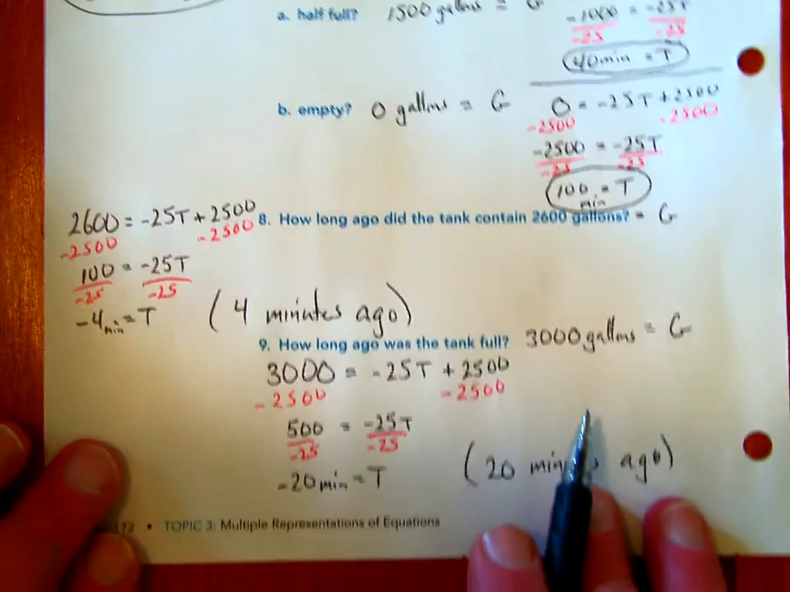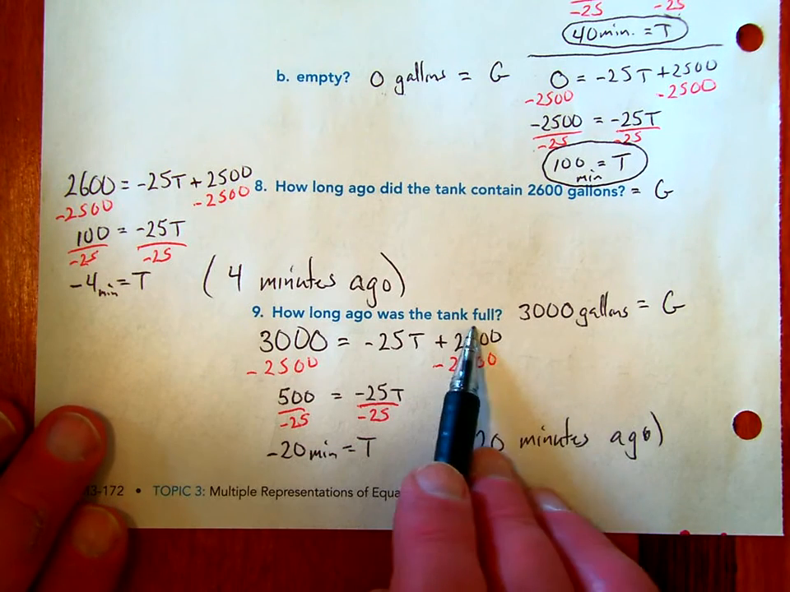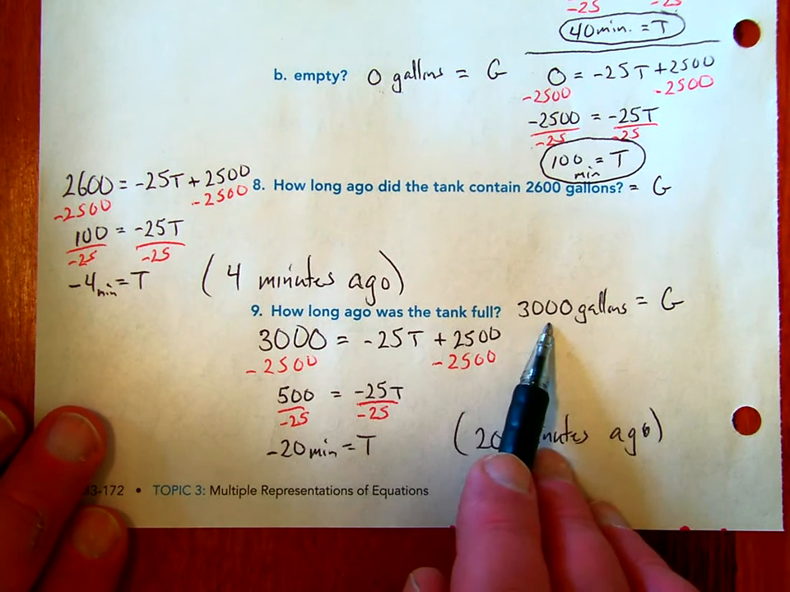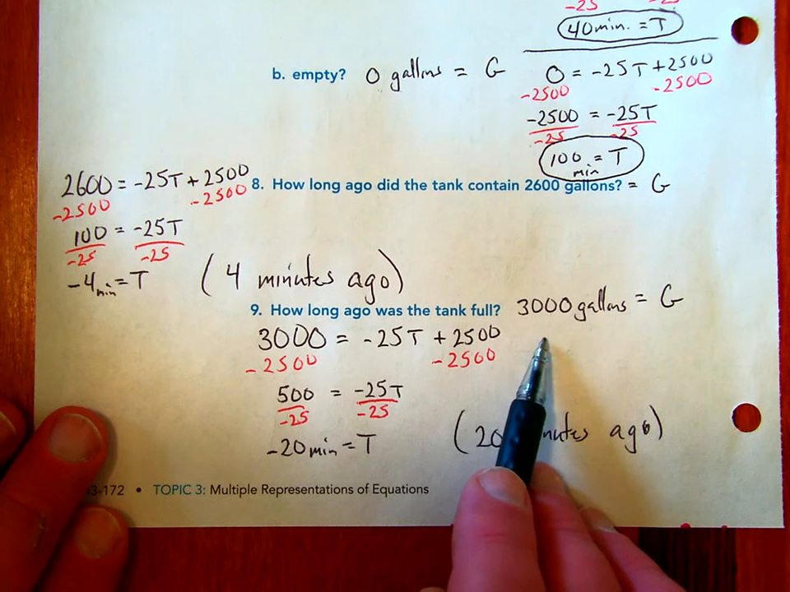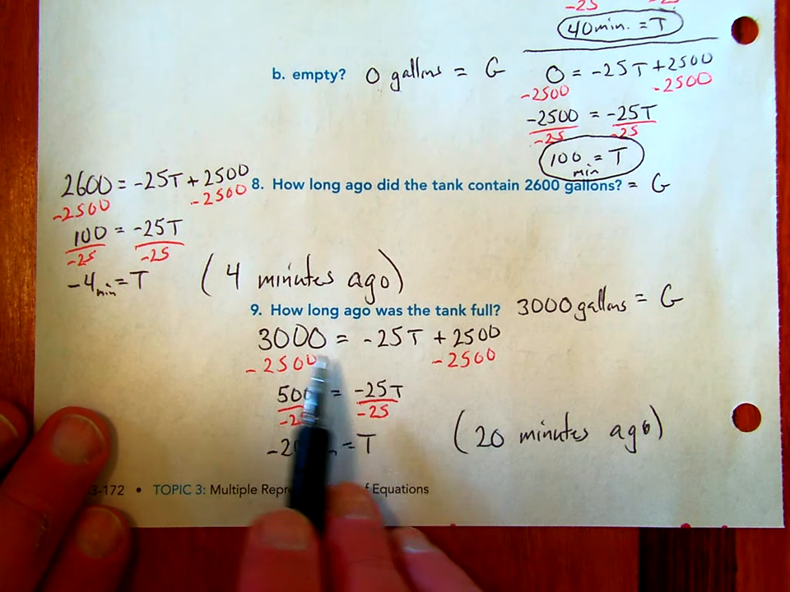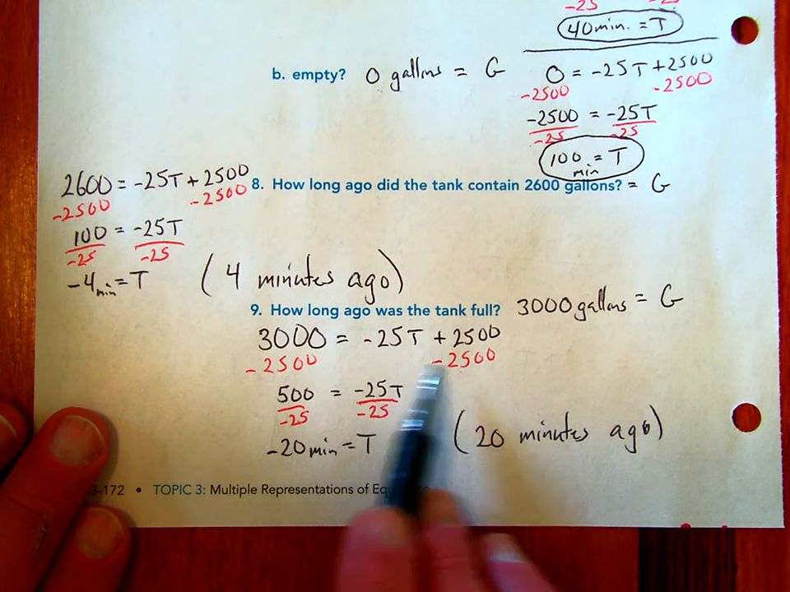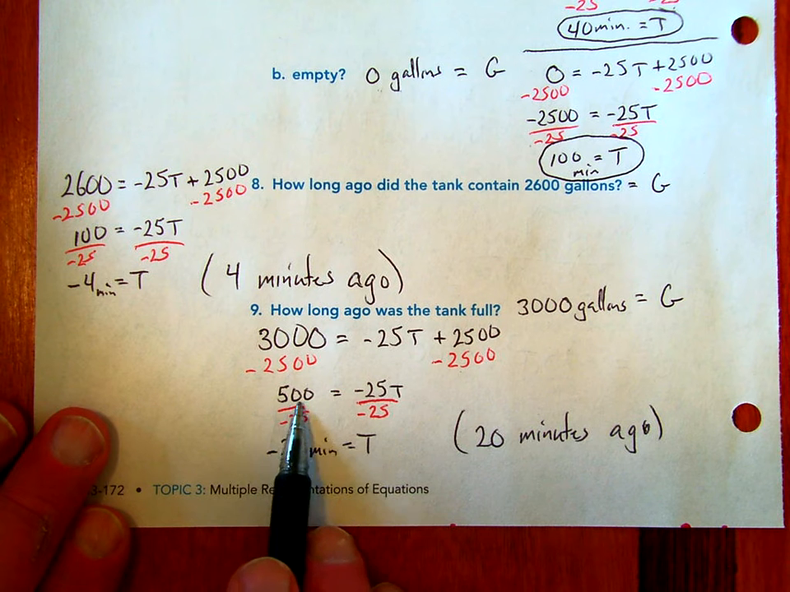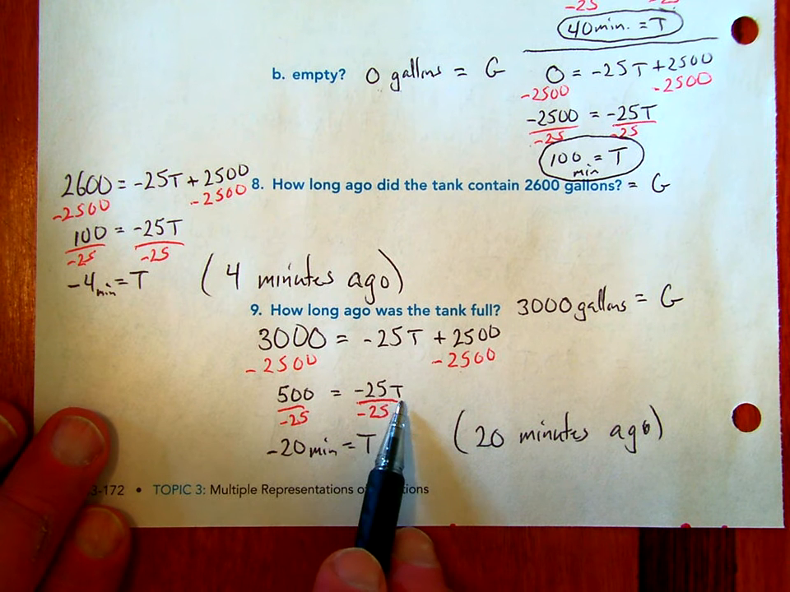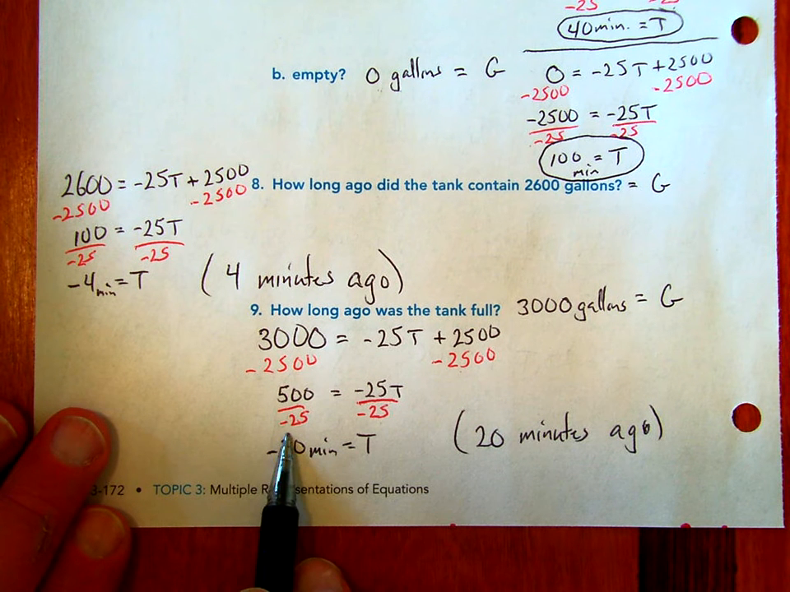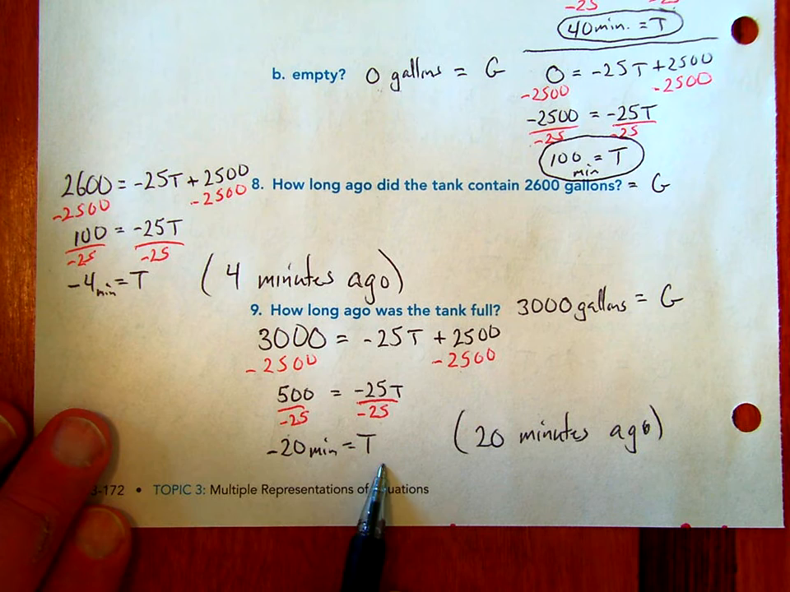How long ago was the tank full? Well, full means 3,000 gallons, so we're going to let G equal 3,000 gallons. 3,000 equals negative 25T plus 2,500. Subtract 2,500 from both sides. 500 equals negative 25T. Divide both sides by negative 25. Negative 20 minutes equals T. And again, negative in this case means 20 minutes before you arrived, 20 minutes ago.